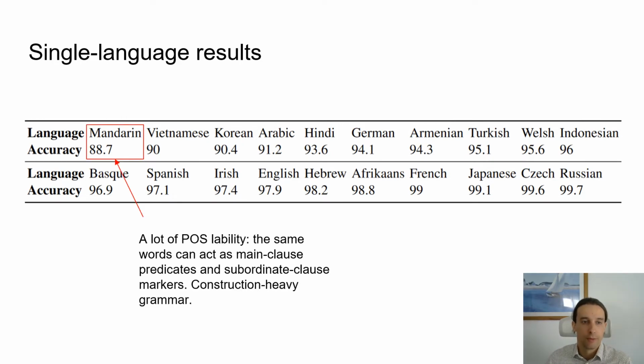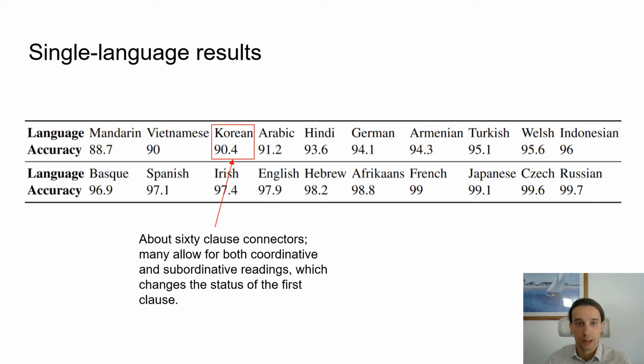The worst results are obtained for Mandarin, for which we actually have large training datasets and big models. The source of the problem seems to be a high degree of part-of-speech lability. The same words can act as main clause predicates and as subordinate clause markers, and in general the grammar is quite construction-heavy in that different types of subordinate clauses look very different, which makes it hard to detect them. A similar situation obtains for Vietnamese, and for Korean it is different but also quite complicated because Korean has on the order of 60 different clause connectors, and many of them allow for both coordinative and subordinative reading, which changes the status of the first clause because it becomes either the main predicate, the main clause of the sentence, or the subordinate clause. So this arguably also confuses the model.